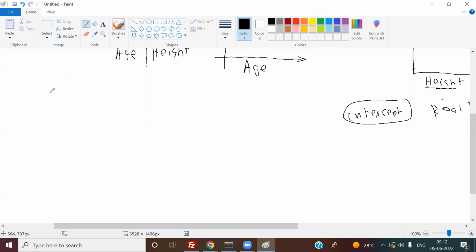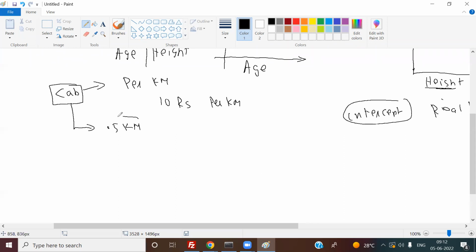Okay, अच्छा, have you ever booked a cab? Cab कभी book करी? Ola Uber कुछ करी? So how do they charge? They charge you per kilometer. Let's say the rate is 10 rupees per kilometer. Okay. So if you book a cab and travel only 0.5 kilometer, what do you think how much you are going to pay?